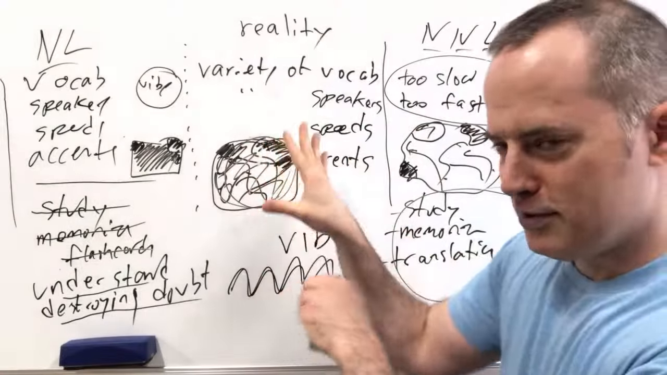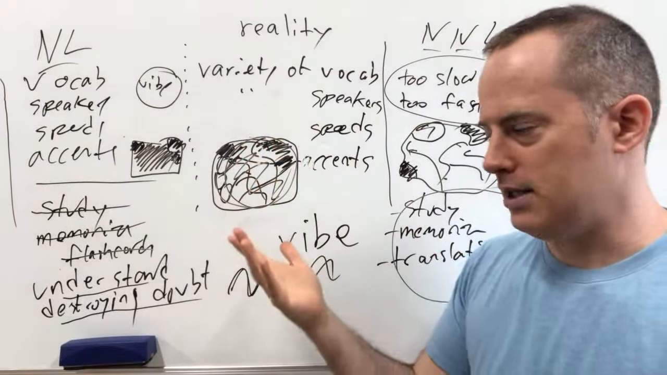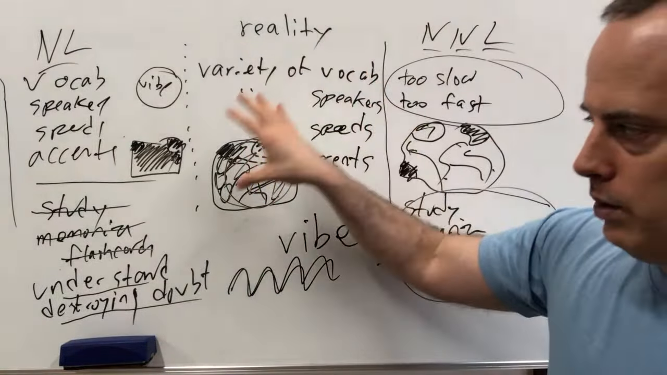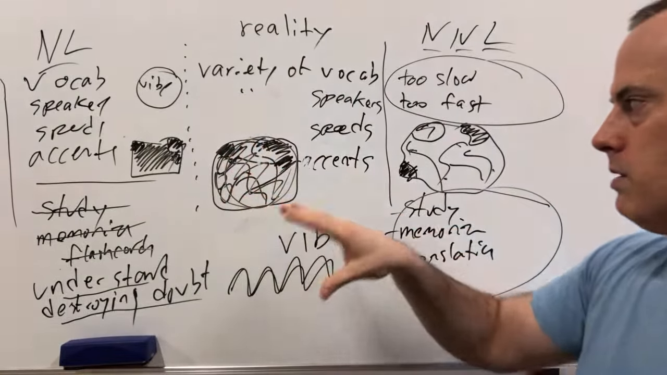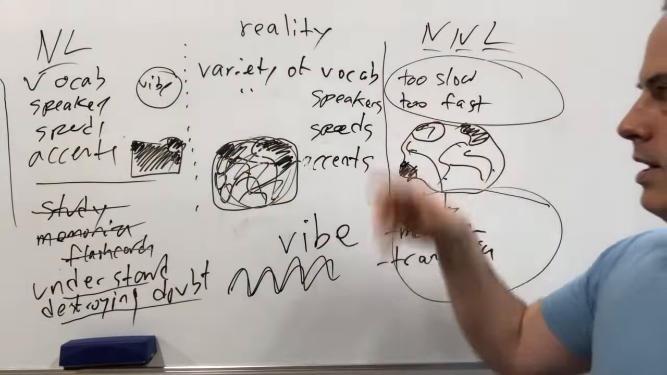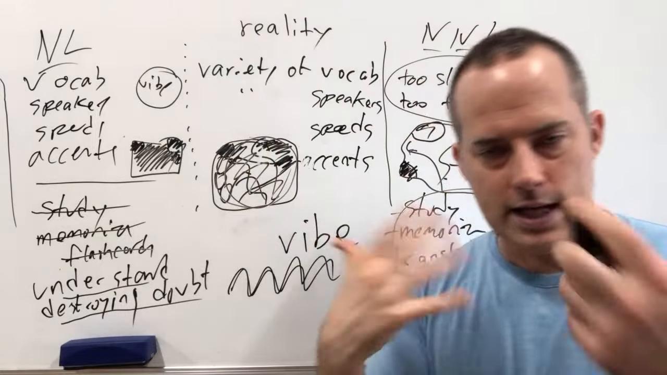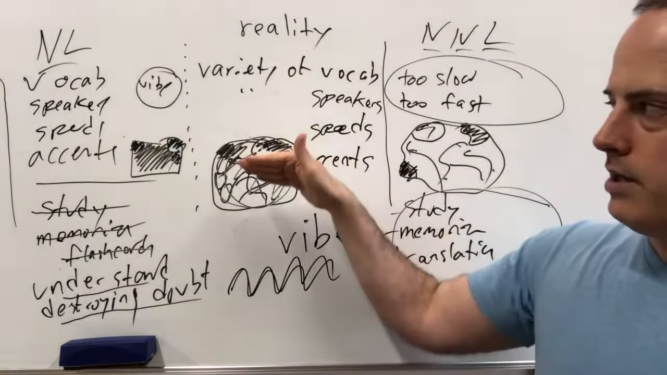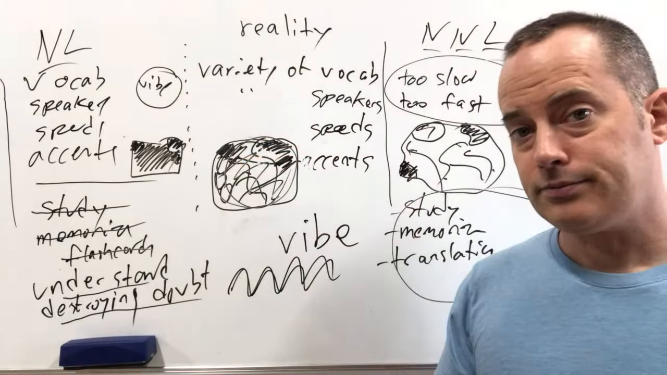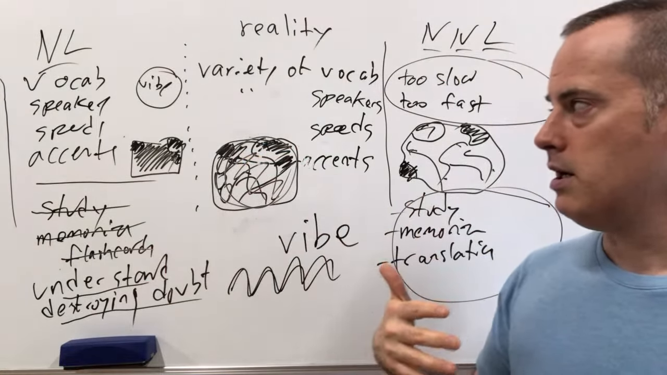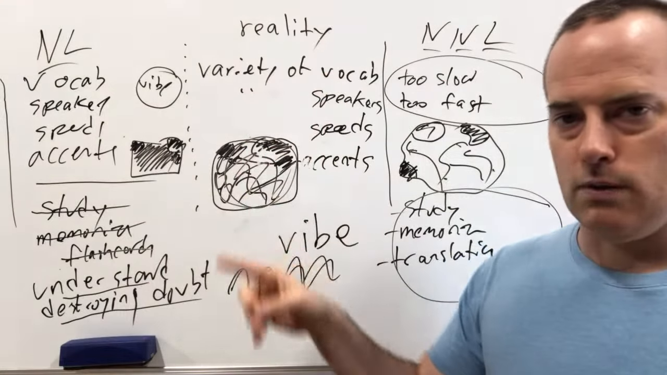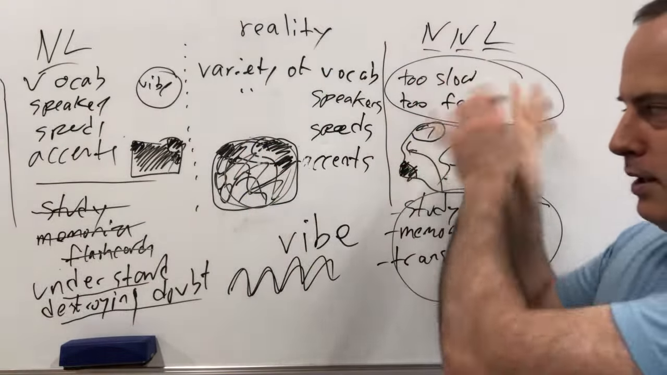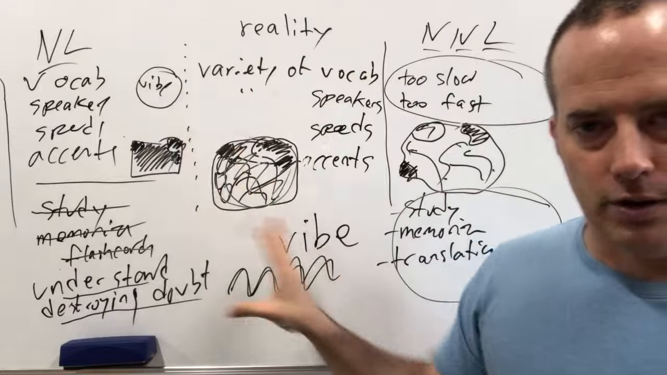I'm not drawing this very clearly, but you should get the idea. If I'm only listening to slow speakers, so in this example over here, if I only watch YouTube English lesson videos that are slow and I'm not getting other examples of things that are faster at a regular native speed, then it's going to be more difficult for me when I move from the learning environment to the real world.